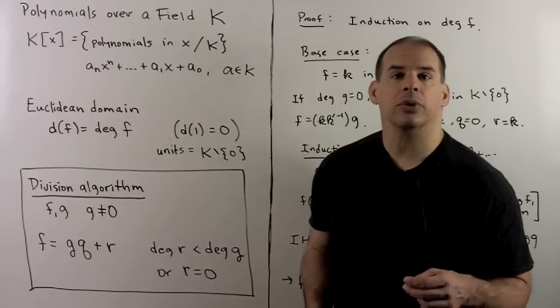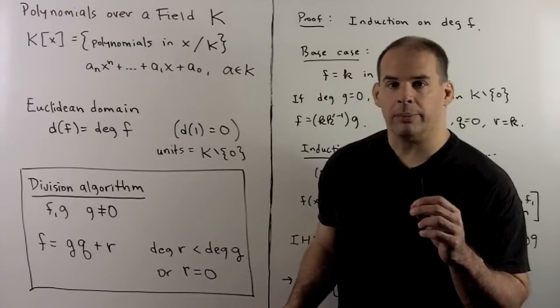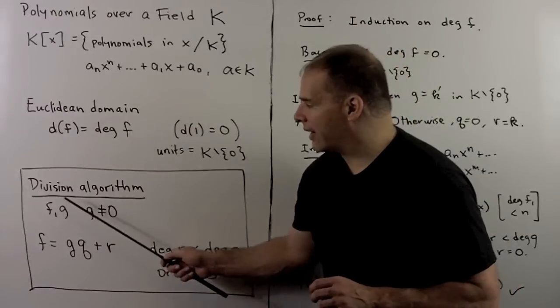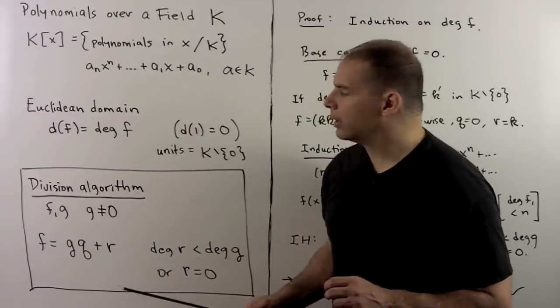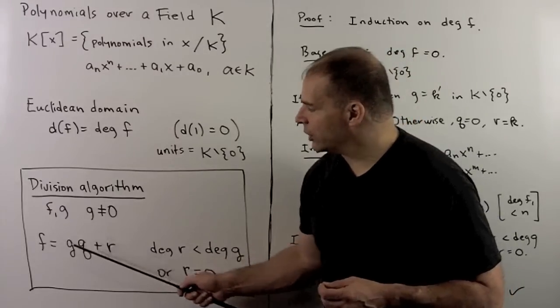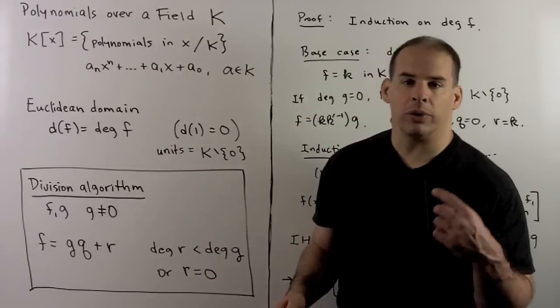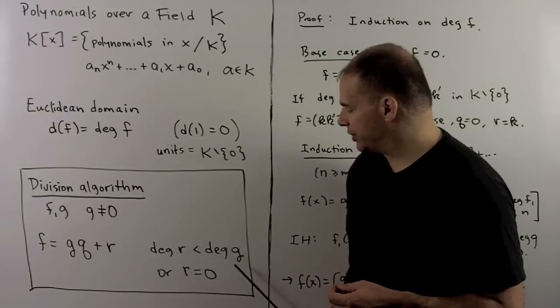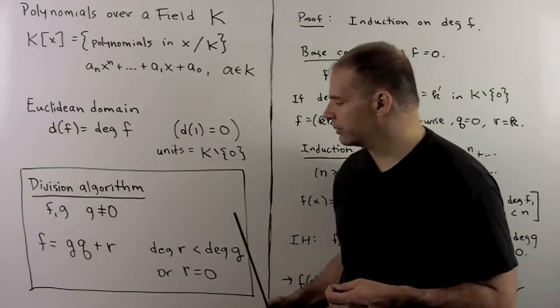Now, for the division algorithm, this is just the usual long division of polynomials. We have f and g, g non-zero. We can always solve for q and r in the equation f equals g times q plus r, where the degree of r is strictly less than the degree of g, or r is equal to 0. So let's show this.